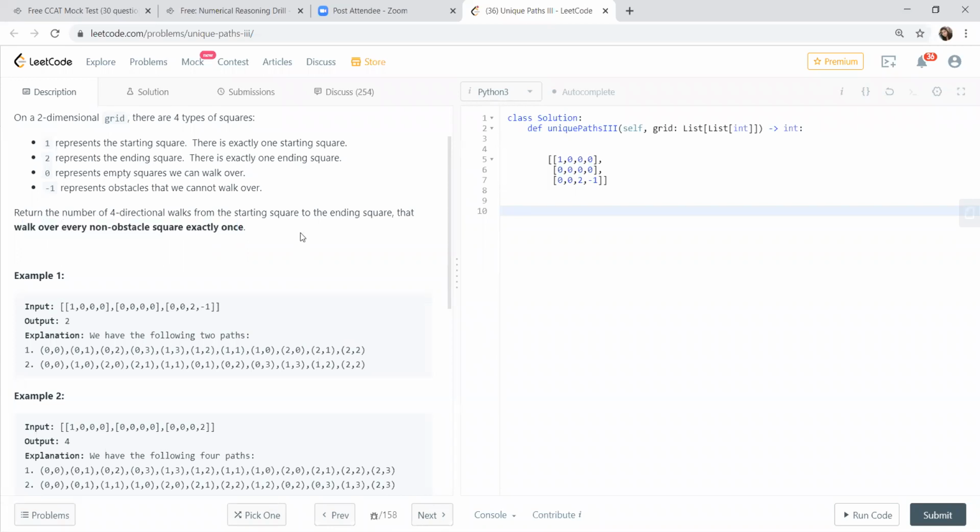So we have to do one pass of the whole grid and figure out how many zeros there are and what the starting point of the 1 is. Then from that 1, we do the DFS to figure out how many ways we can reach 2, making sure the length of the path from 1 to 2 includes all the zeros. So we need a visited marker too, so that we do not traverse that particular cell again.